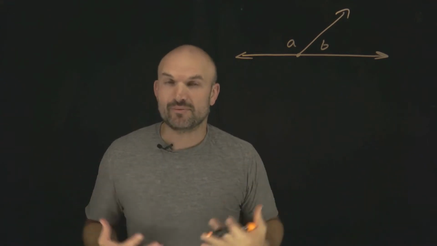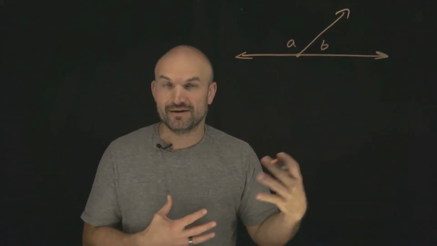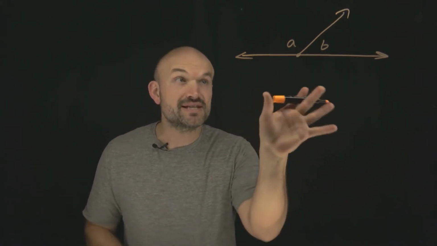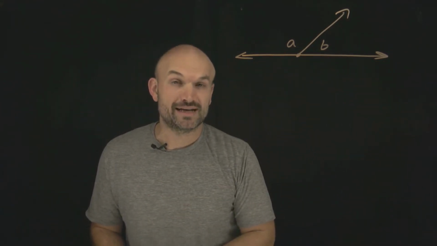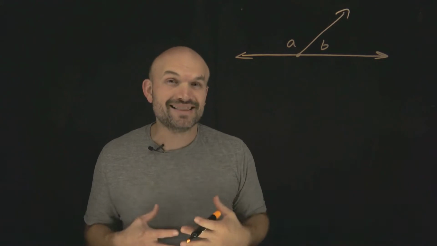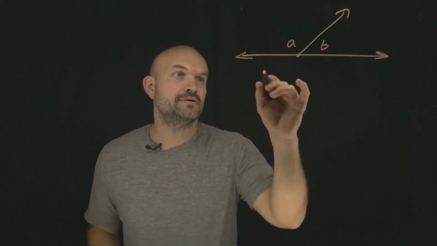So not all supplementary angles are what we call a linear pair, but it is important to understand that the sum of these two angles, A and B, is going to add up to 180 degrees, which now defines them as supplementary angles.